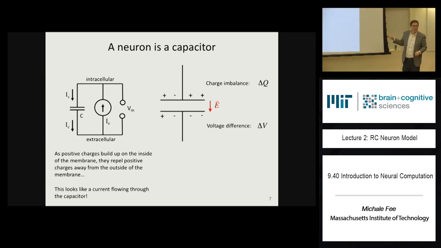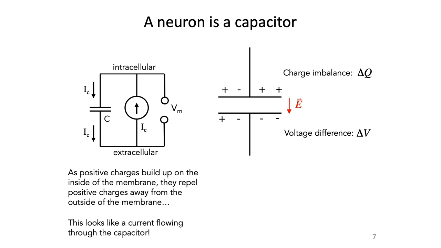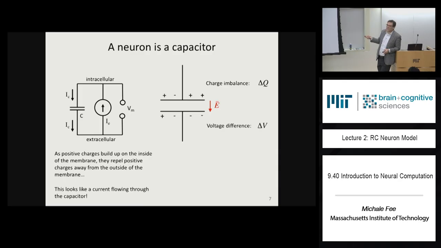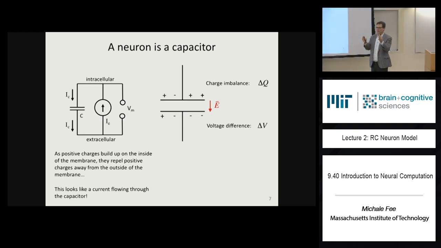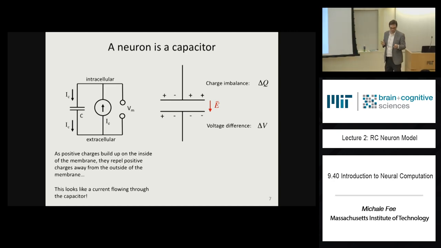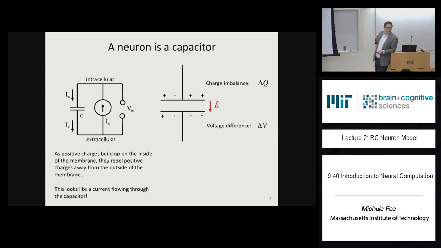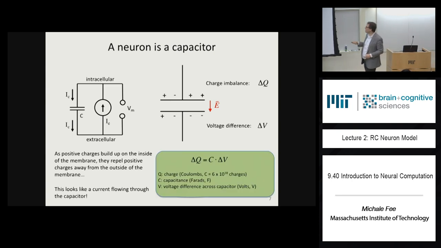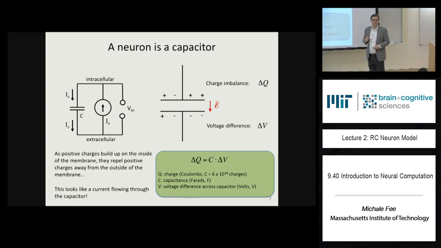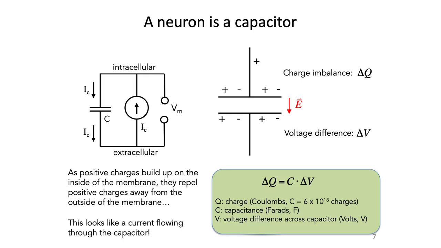So there's energy stored in that electric field. So there's a charge imbalance, there's an electric field. What does an electric field over some distance correspond to? A voltage difference. Okay? Now, there's a charge imbalance and a voltage difference, and they're proportional to each other. So there's a proportionality constant that's called the capacitance. If you can put a lot of charge and have a small voltage difference, that's a big capacitor.